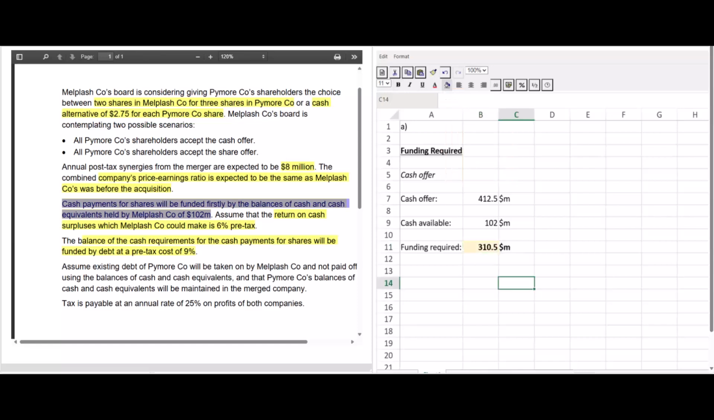Now that was a mark, which I thought was quite nice. But you just wait for this one. The share offer, we wouldn't actually need any more funding if we did a share offer, would we? You don't have to pay anything. It's just offering them 2 shares in Melplash for every 3 in Pymore. So there's no transfer of cash. So we wouldn't actually require any funding. So you just see here, no extra funding required, we could say. Now, if you said that here, that also got you 1 mark. So being aware that if you're doing a share for share exchange, we don't actually need to pay anything else. That got you a mark, which I thought was really kind. So that's a nice 2 marks to get us started.